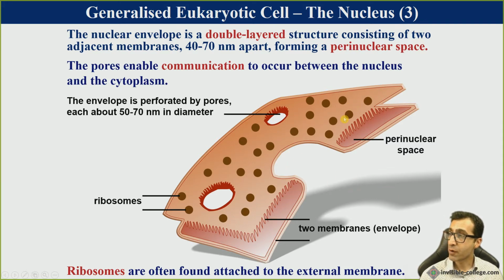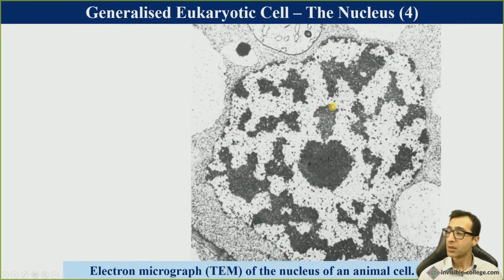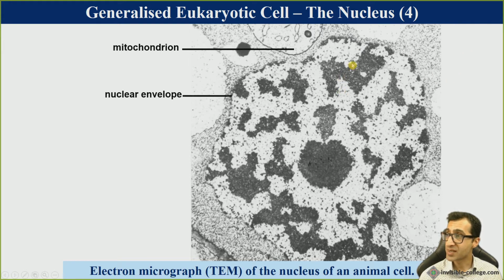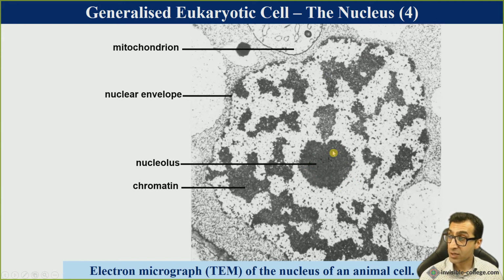And also you can see that there are ribosomes which are embedded within the outer nuclear membrane. And again, the nuclear membrane itself is continuous with many portions of the rough endoplasmic reticulum. So here we can see an electron micrograph, which is a transmission electron micrograph showing the nucleus. We can see the dense staining chromatin material and the large collection of that material in the nucleus that we call the nucleolus.